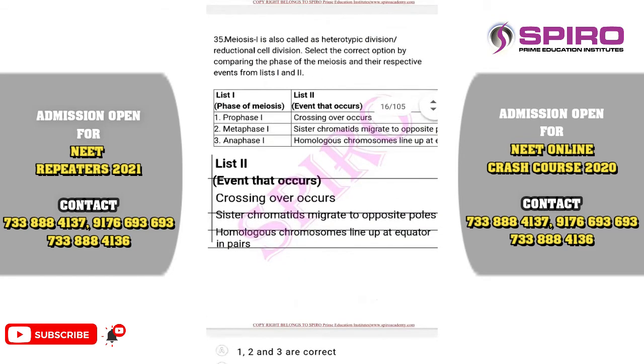Next question, number 35: meiosis one is also called a heterotypic division, reduction division. Select the correct option by comparing the phases. Oh, this is the question we missed last time, correct? We have seen that in prophase one crossing over occurs. Yes, it is correct, because in the pachytene stage of prophase one, crossing over is going to happen. In metaphase one, the sister chromatids migrate to the opposite poles. This is an incorrect statement, because only in anaphase are the chromosomes going to move towards a pole.